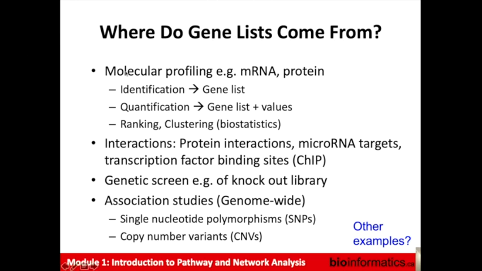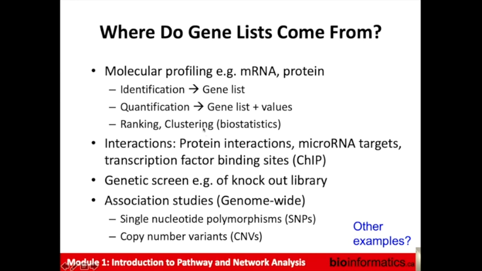So where did gene lists come from? There are many types of genomics data types, and there are many ways to get gene lists from these data types, and the gene lists have different meanings. For instance, molecular profiling, like measuring all the mRNA transcripts or protein levels in a sample, can help us identify molecules that are important for our sample, and this generates a gene list. We might also get some quantification of these, which generates a gene list plus the quantification values. And if we have many samples, we can rank and cluster them using biostatistical methods that generate a ranking or a clustering, and these can also generate gene lists, like the set of genes that are associated with a cluster.